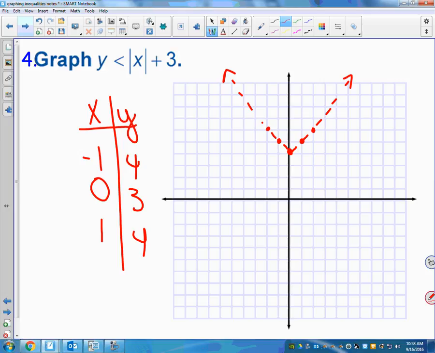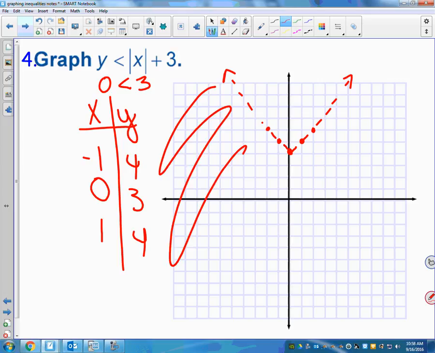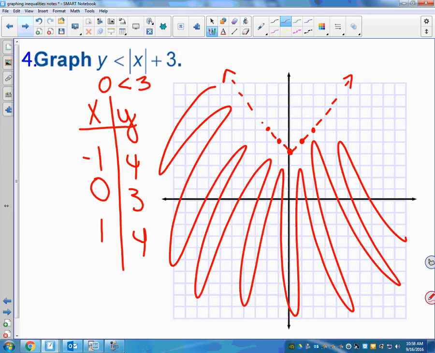And then I'm going to figure out where I shade. And again, you can pick any point you want. I just always pick 0, 0 because it's the easiest. And if 0, 0 works, I would shade where it is. If 0, 0 doesn't work, I shade on the opposite part of that graph. So does it work on this one? Is 0 less than 0 plus 3? Is 0 less than 3? So since that is true, I have to shade where 0, 0 is, which means I'm shading all of this graph.